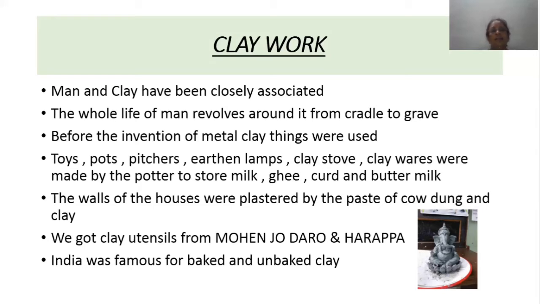So we can get clay utensils used by ancient man from Mohenjo-daro and Harappa. India was also famous for making baked and unbaked clay. Unbaked clay is known as terracotta. And this type of utensils were also found from Nagarjun Konda in South India and Laknaj in Mehsana district. I also showed a Ganpati made of clay, below this.